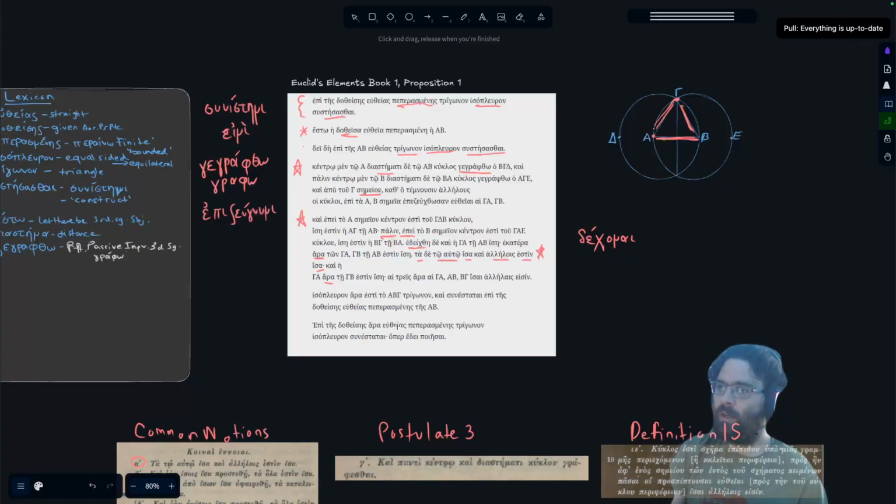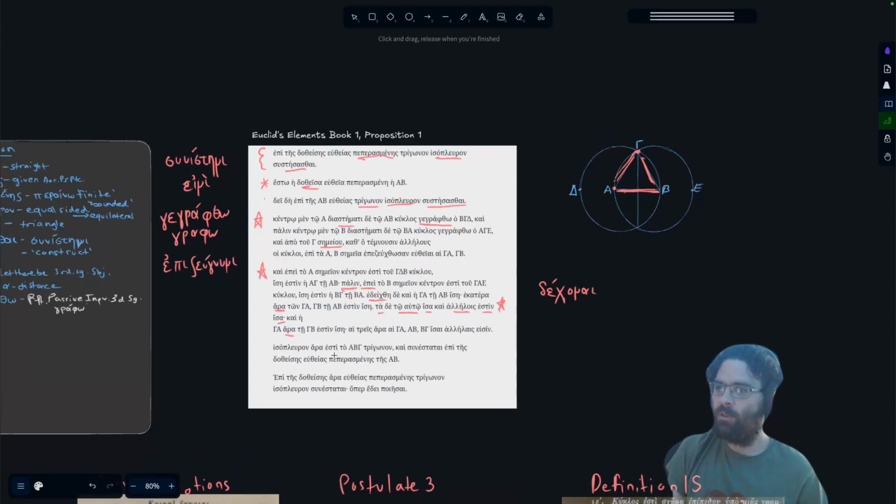Epites deltheses ara euseas peparasmenes trigonon isopleuron sunestatai, haper ede poiesai. So this concluding section is just repeating similar things. Upon the given straight line that is finite, an equilateral triangle has been constructed. Haper ede poiesai. So, which is the very thing it was necessary to do. So this is effectively our QED, end of proof.